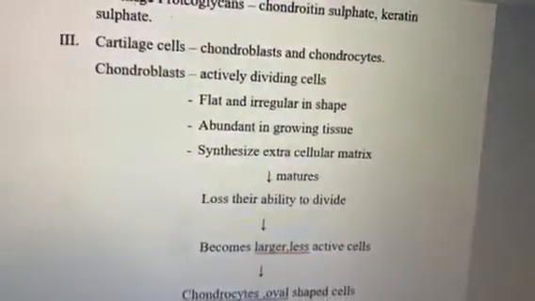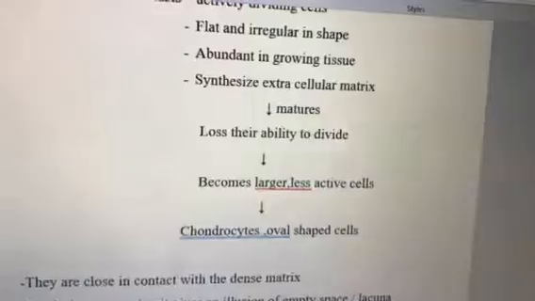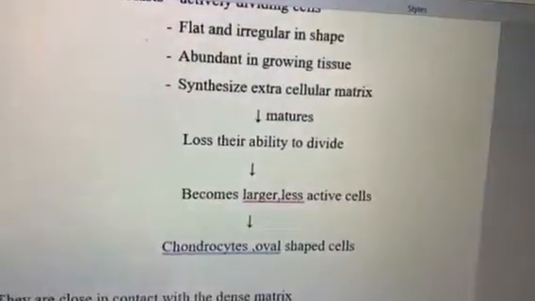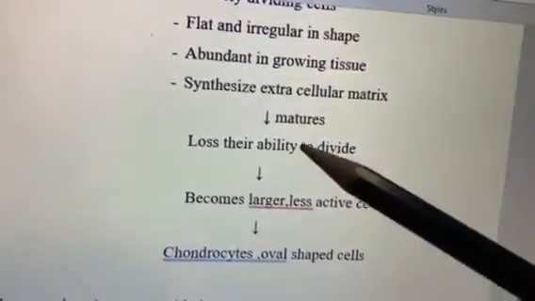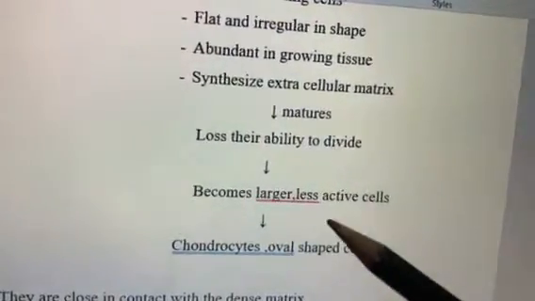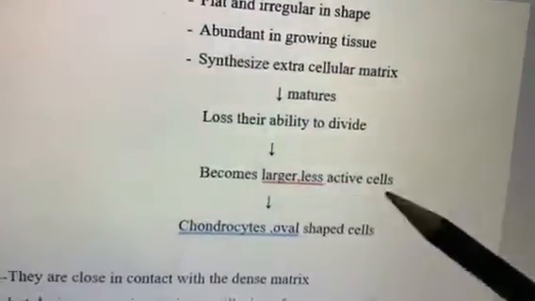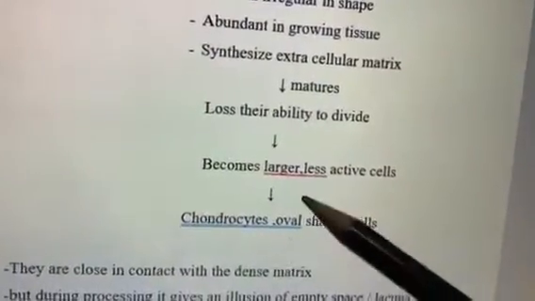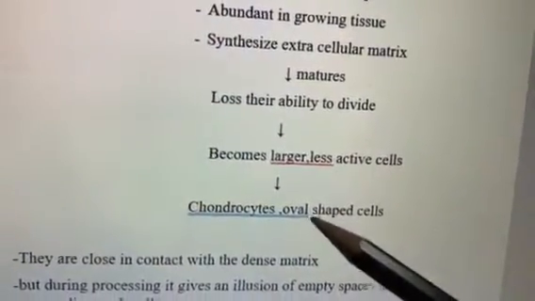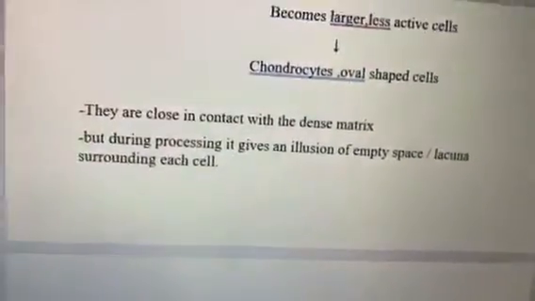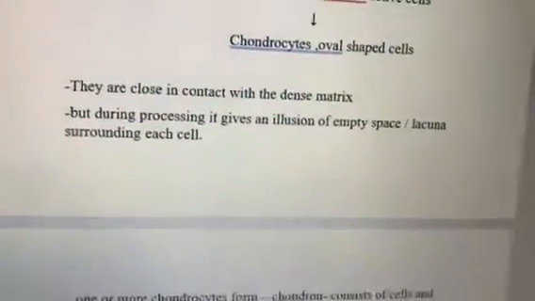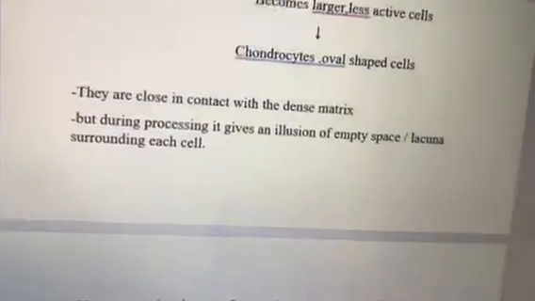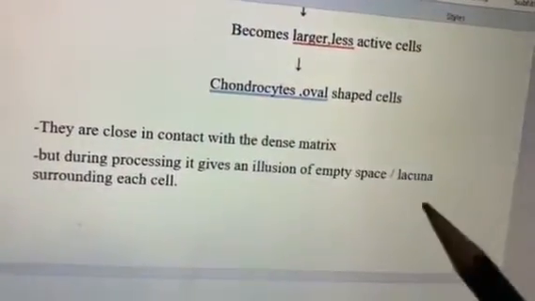And then they synthesize the matrix, and when the cells mature, they lose their ability. Actually the active cell is the chondroblast. When they mature, they lose their ability to divide, so it becomes a larger, less active cell. It means inactive cells. They are called chondrocytes, the oval shaped cells. They are in close contact with the dense matrix, so you could see these chondrocytes trapped inside the dense matrix.